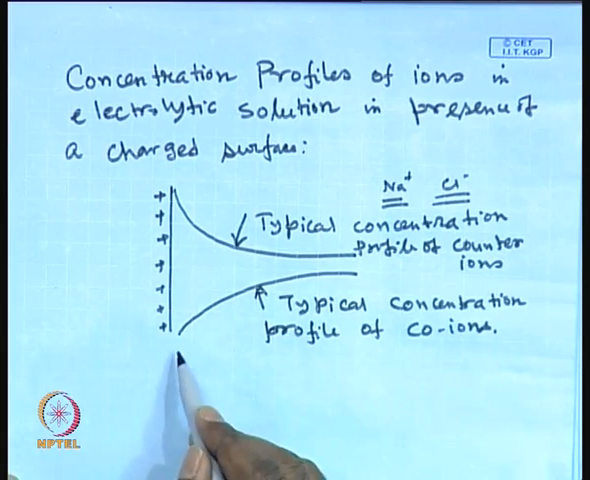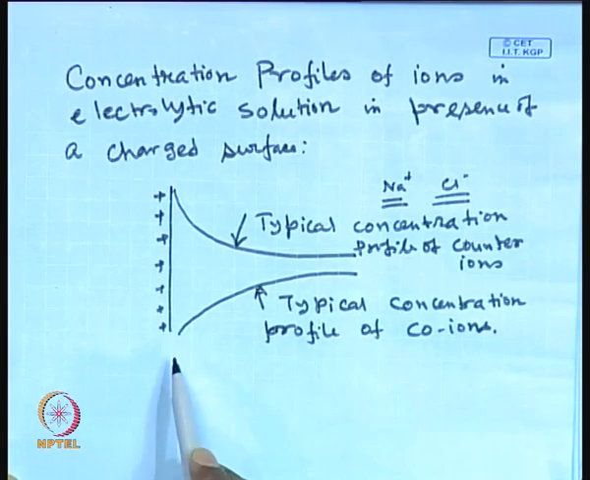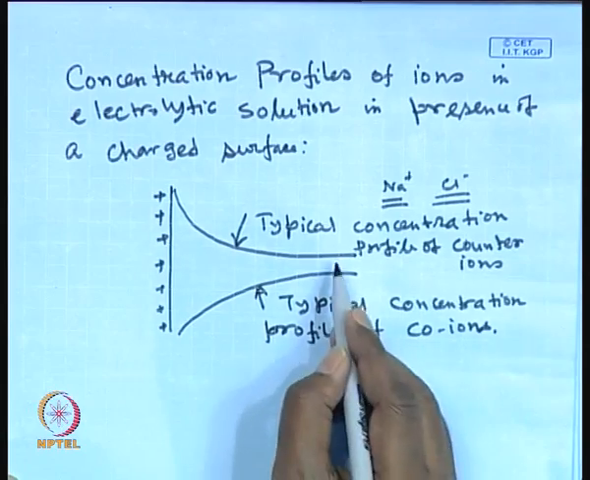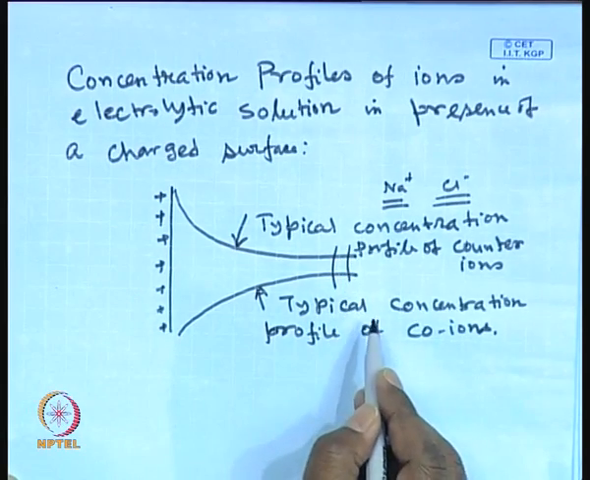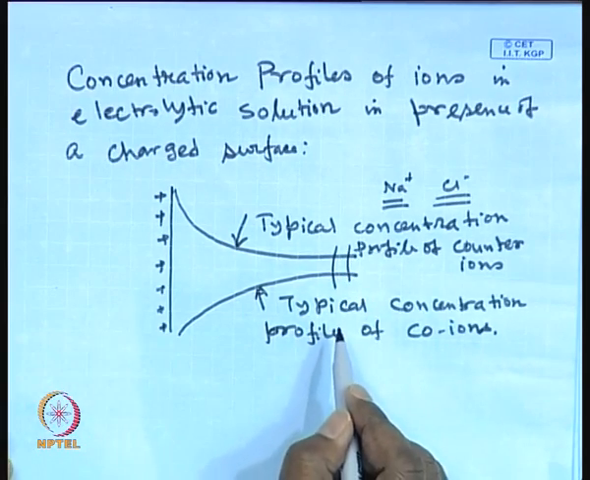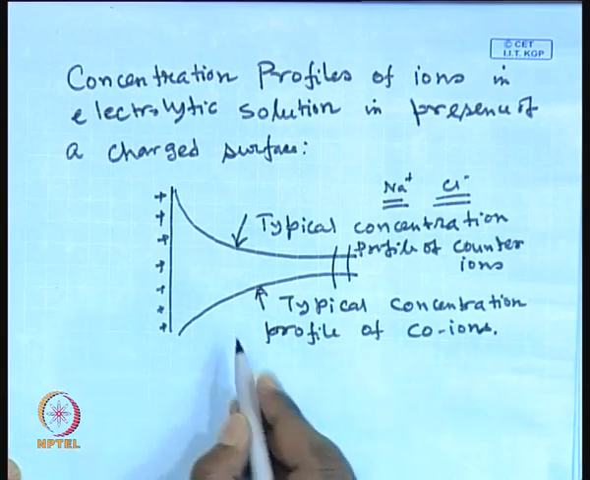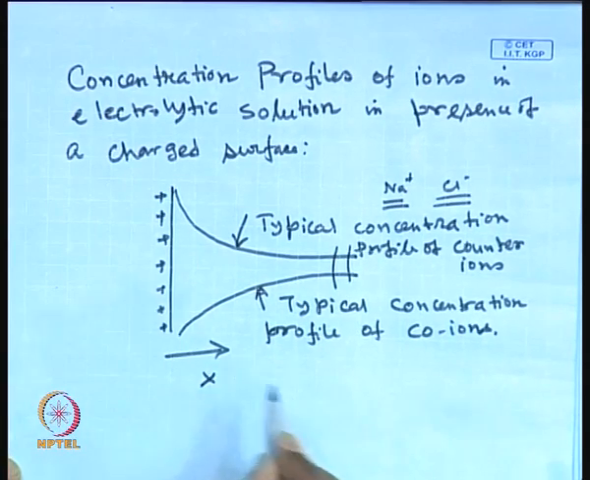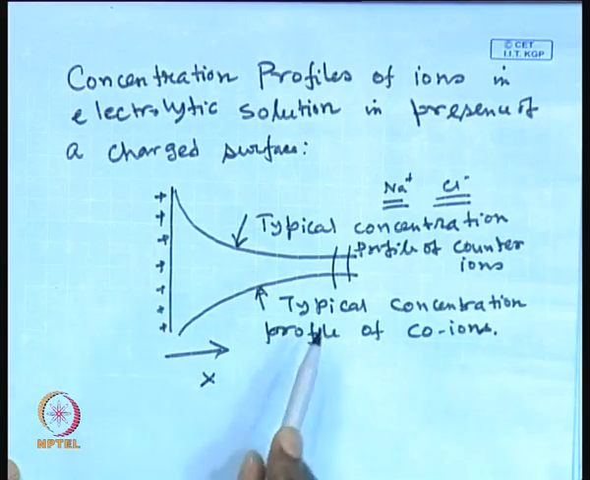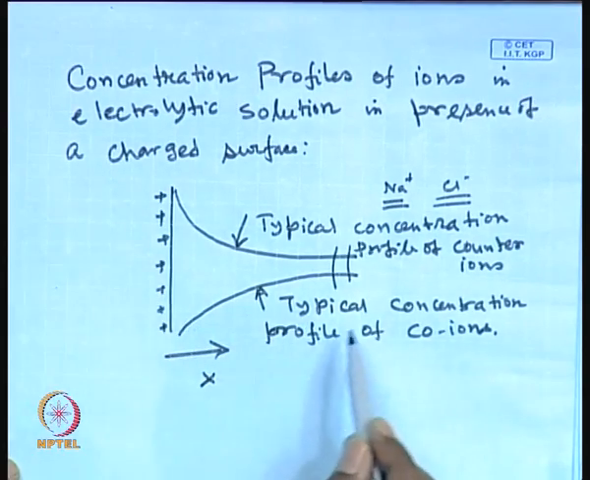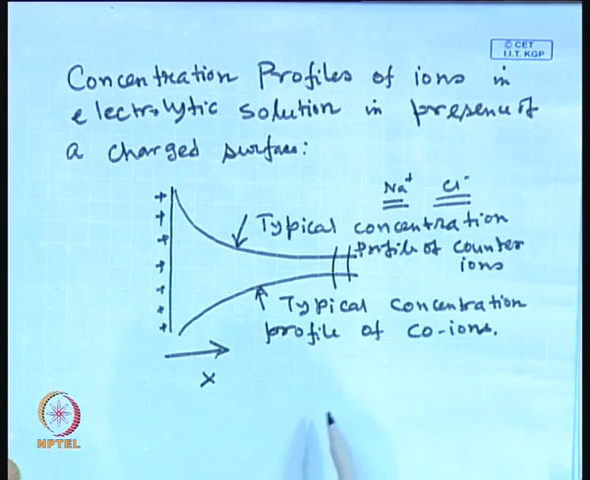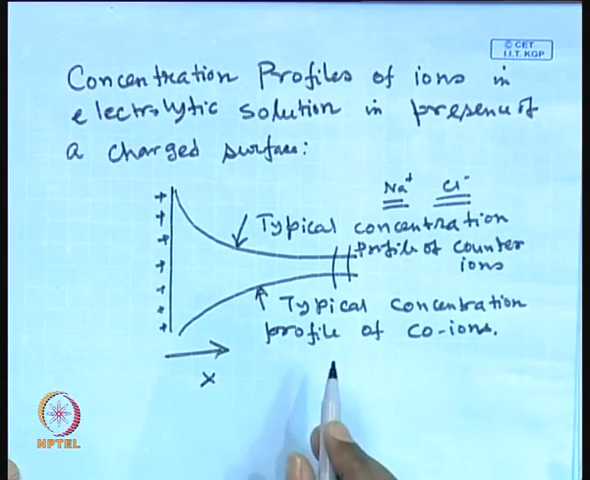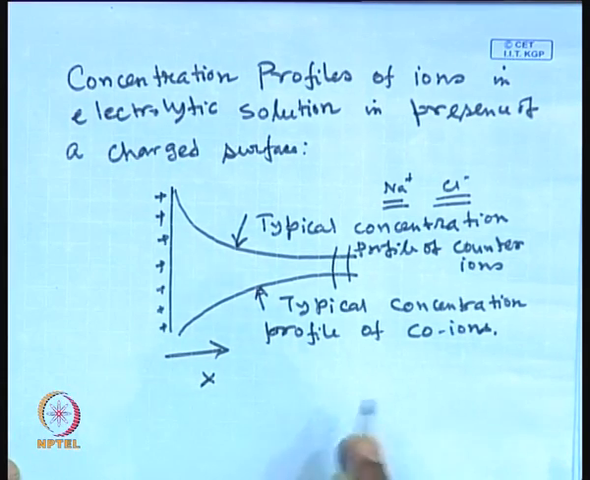Co-ions. Initially near the surface, the co-ion concentration will be minimal and it will increase, and at the bulk they will be equal, meaning the overall neutrality will be maintained. Okay. We will be coming to that. So, x is the distance from the surface towards the bulk. This is a typical charge distribution in an electrolytic solution when a charged surface is immersed or inserted into the electrolytic solution.